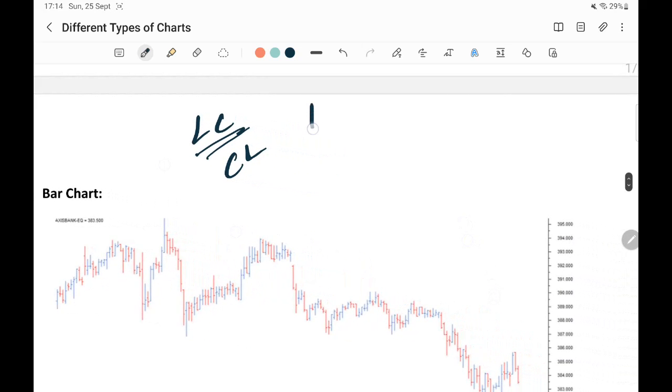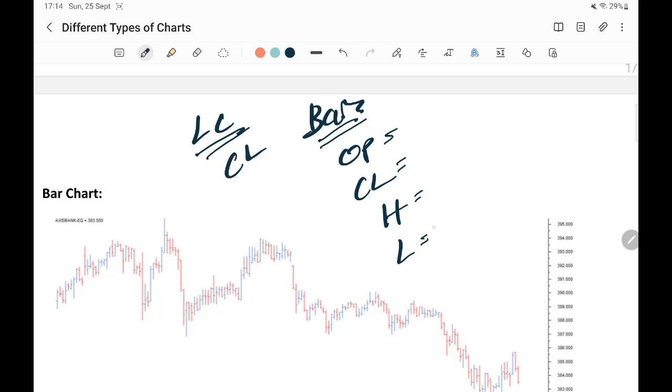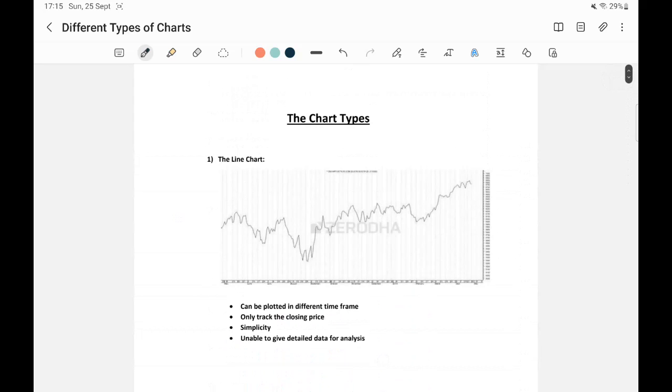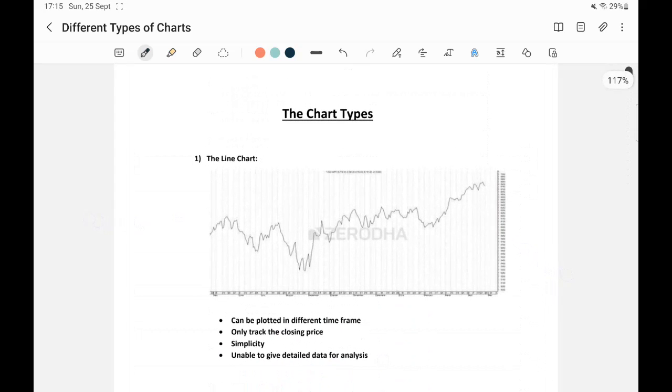In the bar chart, what do you get? In the bar chart you get the opening price, the closing price, how high it went in that period, and how low it went in that particular period. Since in a bar chart you are able to track these 4 pieces of information, the importance of the bar chart increases a lot. This is the major reason that a single chart is not able to give complete information, so you need to understand the different types of charts available in the market so that you can decide in a proper manner.